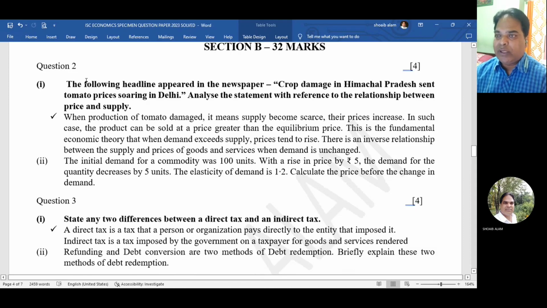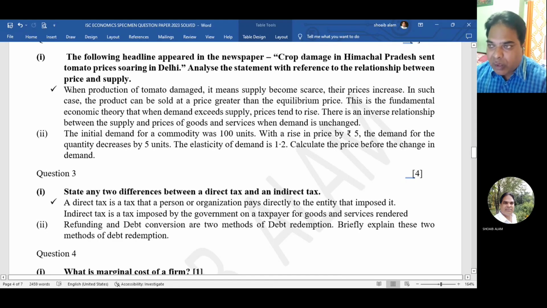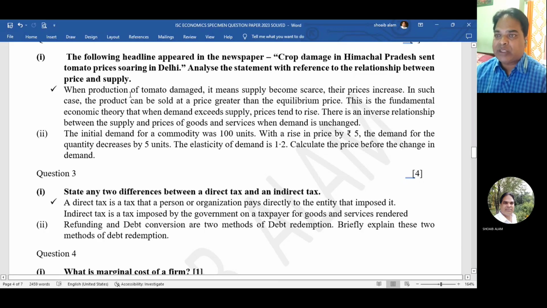Question number 2. The following headline appeared in the newspaper: crop damage in Himachal Pradesh sent tomato prices soaring in Delhi. Analyze the statement in reference to the relationship between price and supply. So the answer is here. When production of tomato is damaged, it means supply becomes scarce and the price increases. In such a case, a product can be sold at a price greater than the equilibrium price. This is the fundamental economic theory that when demand exceeds supply, prices tend to rise. There is an inverse relationship between supply and the price of goods and services.